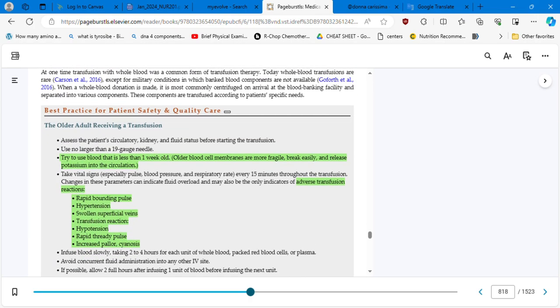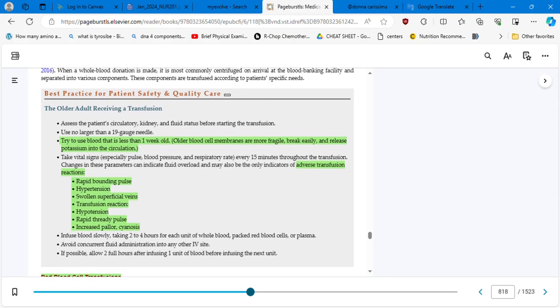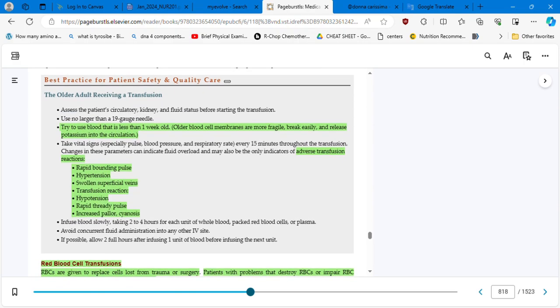Types of transfusion, and this table shows best practice for patient safety and quality care. Keep an eye on this, especially the older adult. Try to use blood that is less than 1 week old. Older blood cell membranes are more fragile, break easily, and release potassium into the circulation. It is very important to read the label once you receive the RBCs or any product that is going to be transfused. All this information is going to be on the label.